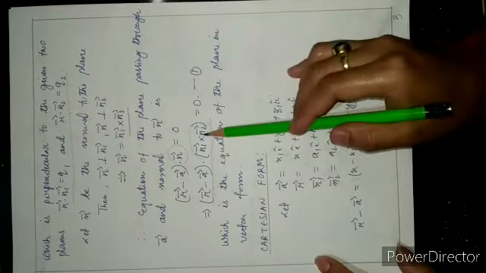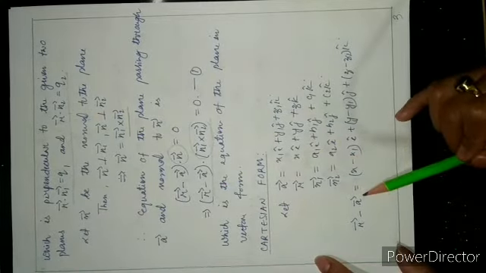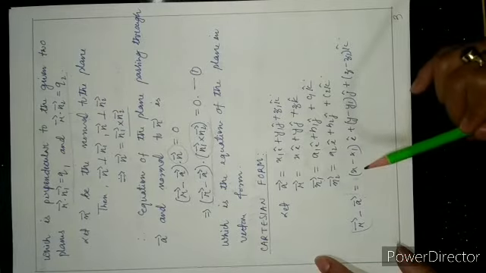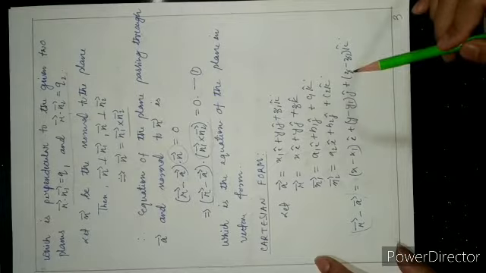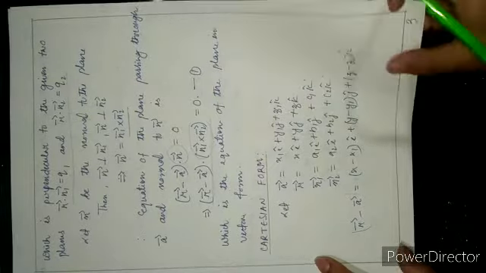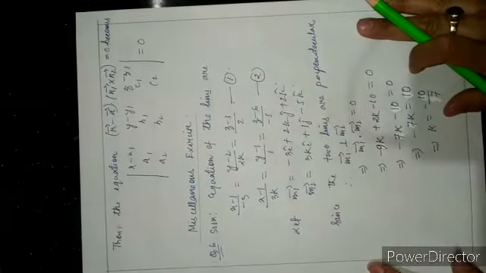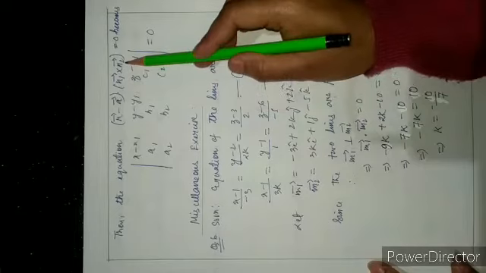Now r vector minus a. The value of the expression r vector minus a is equal to x minus x1 i cap, y minus y1 j cap plus z minus z1 k cap.